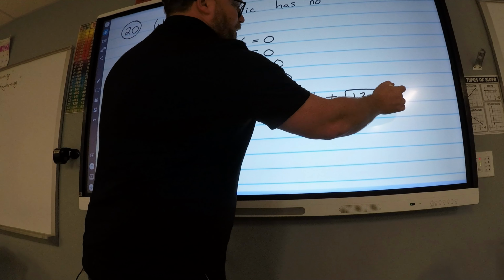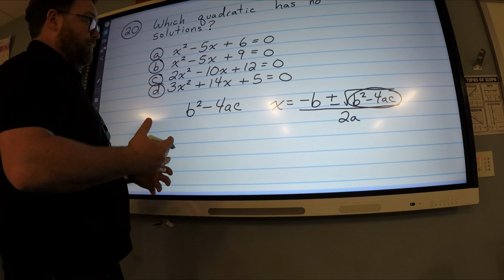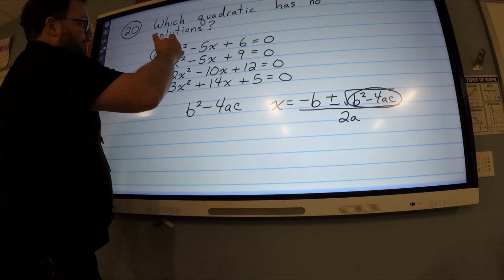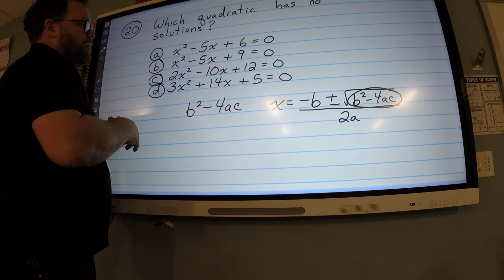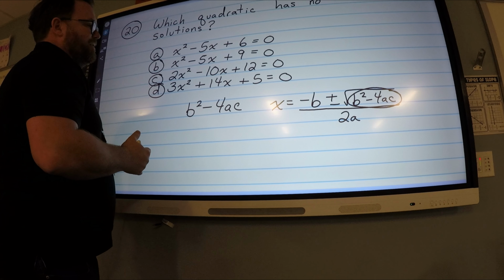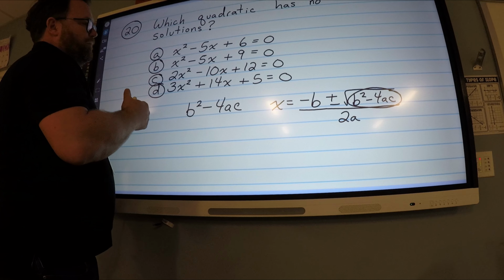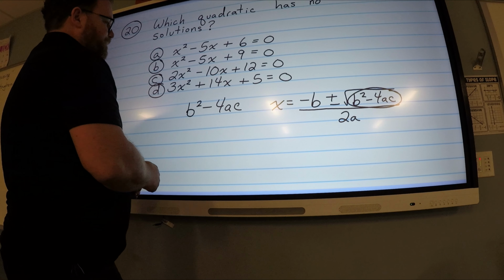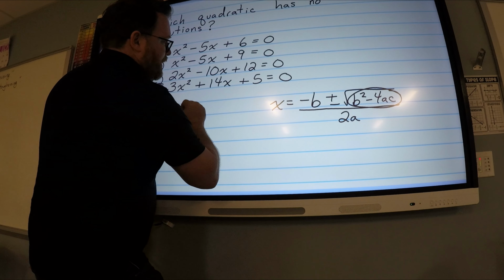Now, if this part is less than 0, then you're taking the square root of a number that is less than 0, and therefore you are getting the square root of a negative number, which is an imaginary number, so you'll have no real solutions, you'll have complex solutions. So we want to look through each of these and figure out which one of these has a negative discriminant, and that will have no real solutions. Okay? So let's just get rid of that.